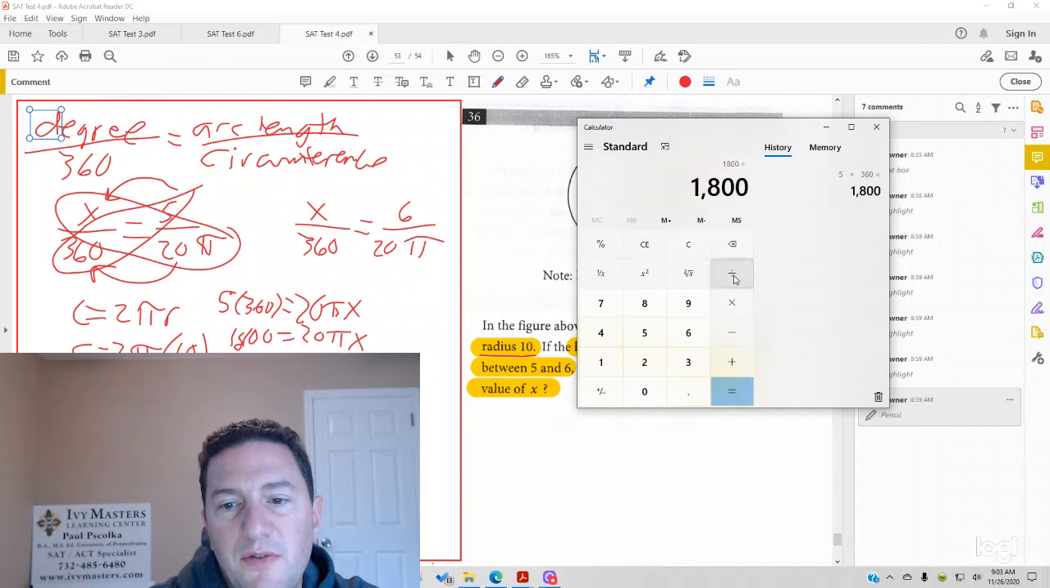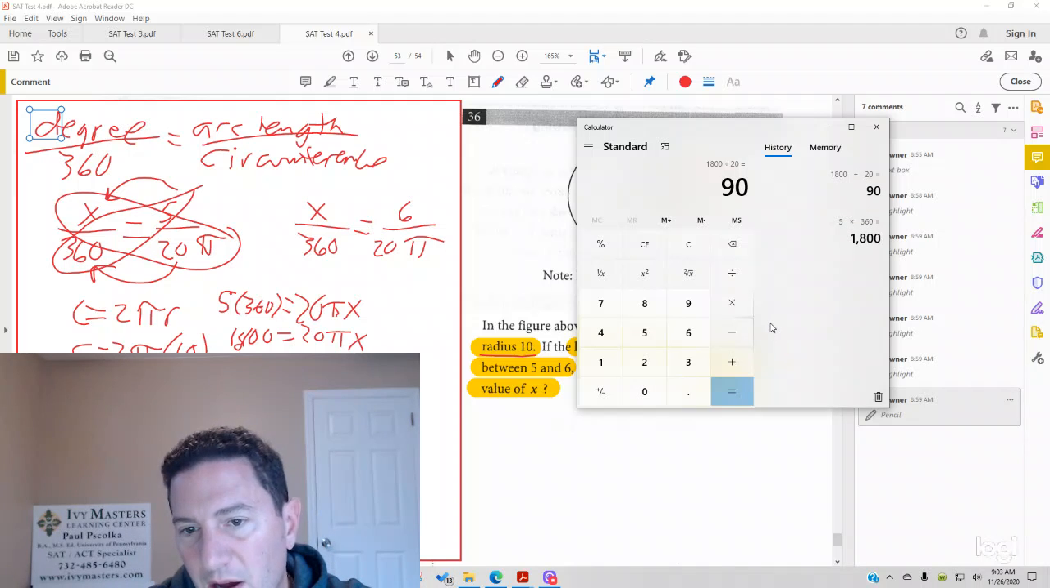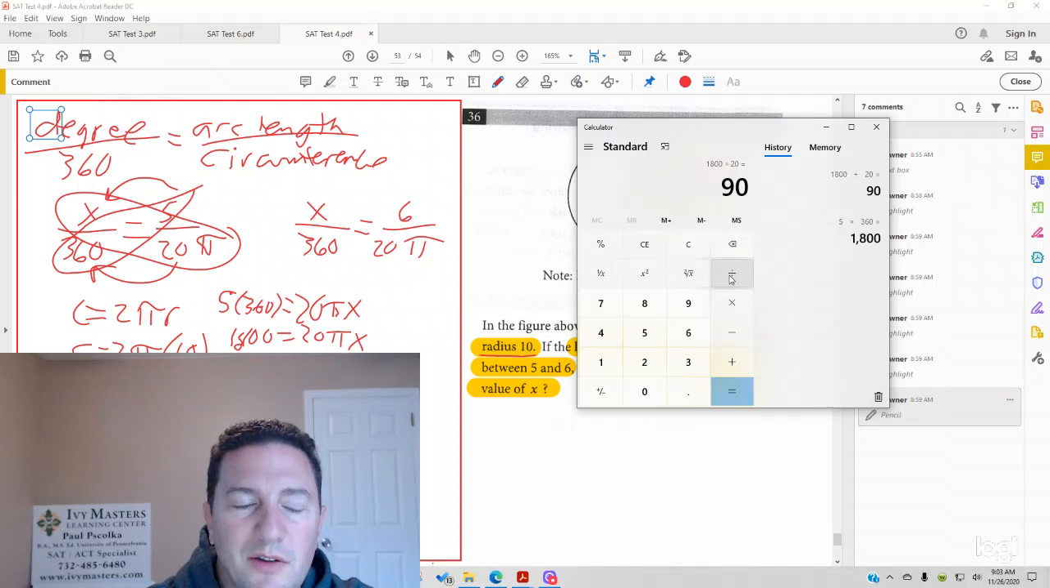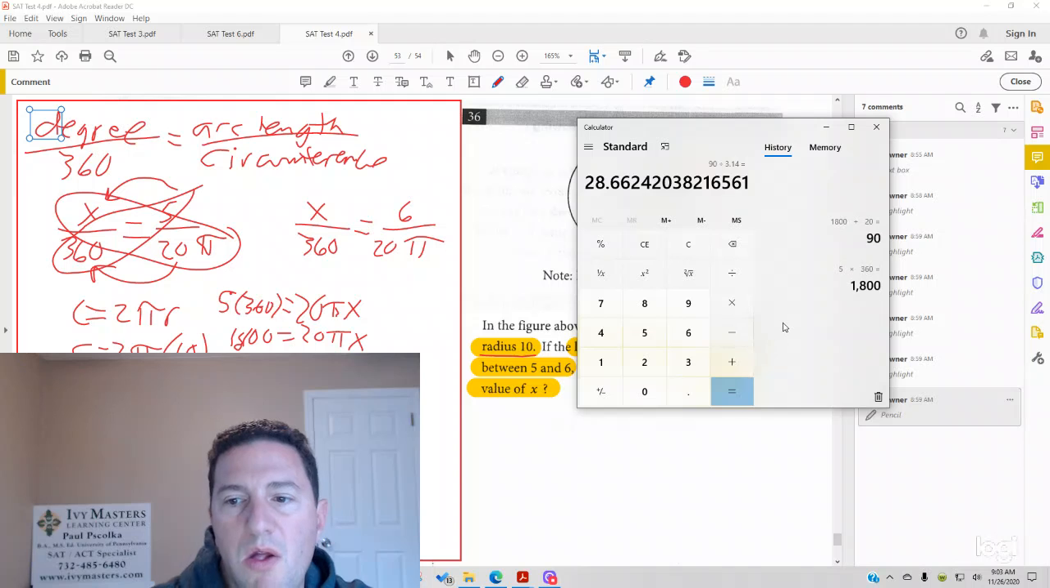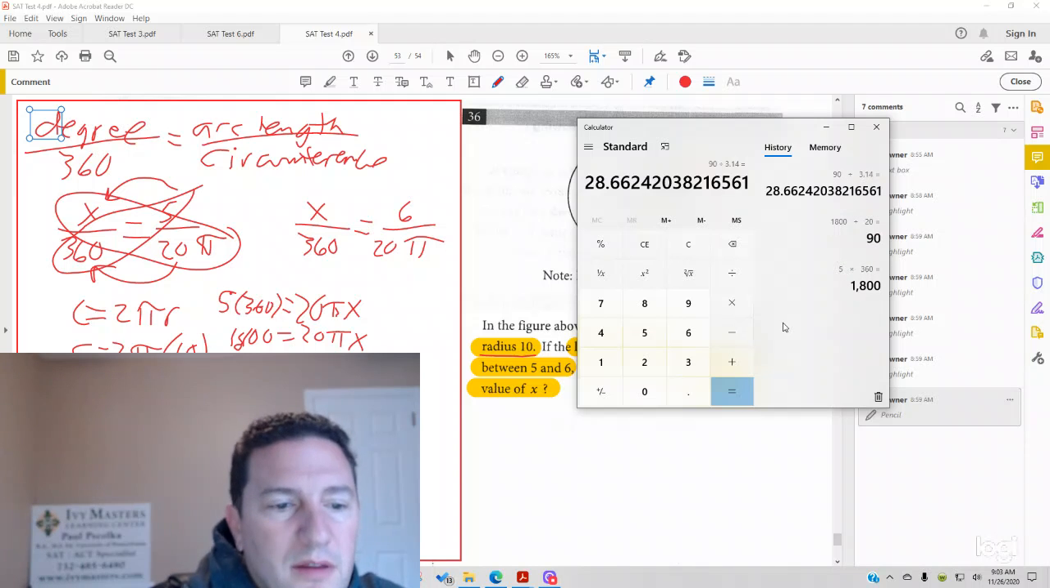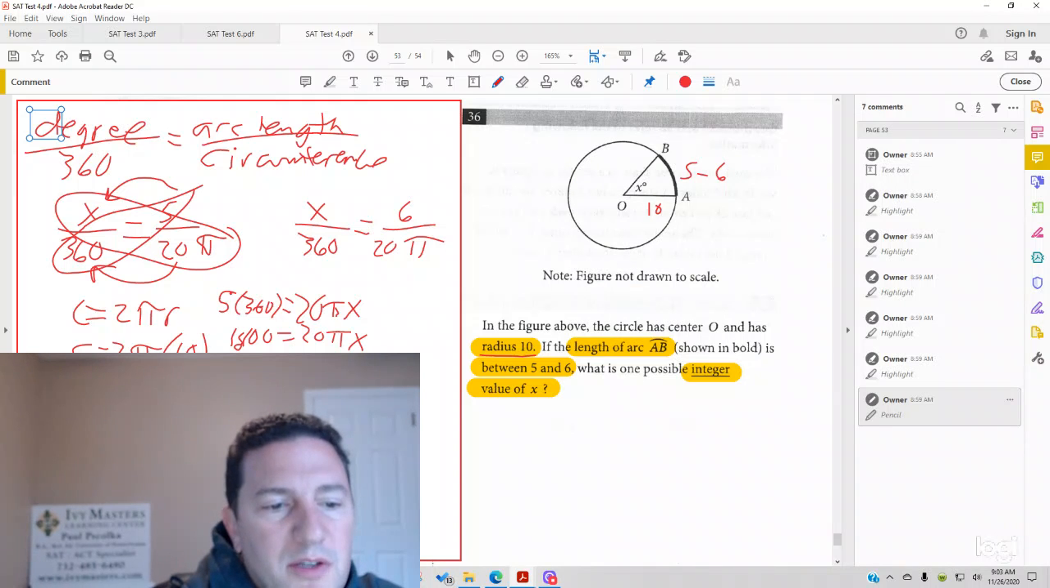And then if we divide both sides by 20 pi, we'll divide it by 20, and then we'll also divide it by pi. So on my wonky calculator over here, I don't have a pi button, so I'm just going to divide it by 3.14. And you wind up with, we'll just round it off to 1 decimal, 28.6. Okay, so that's one of them.